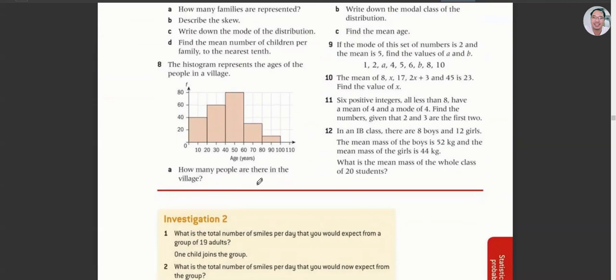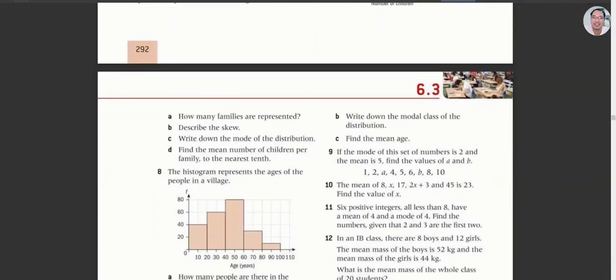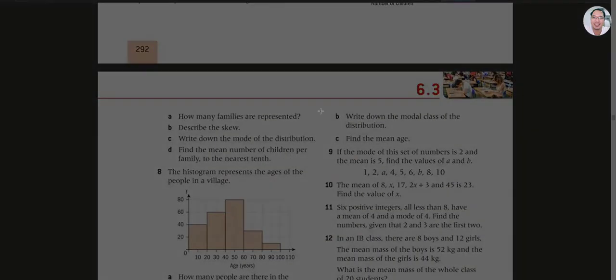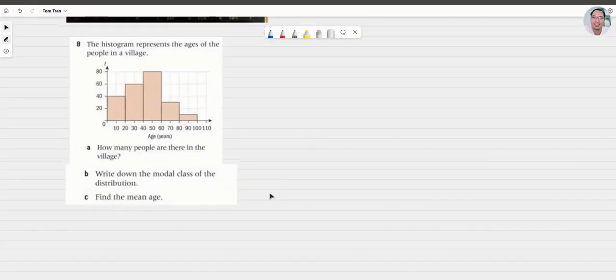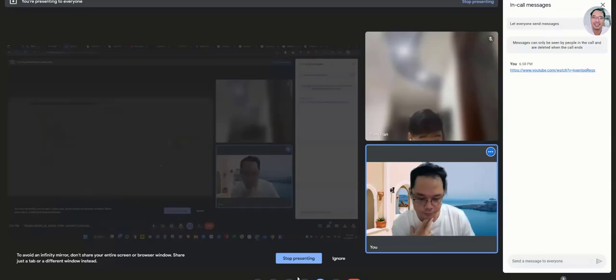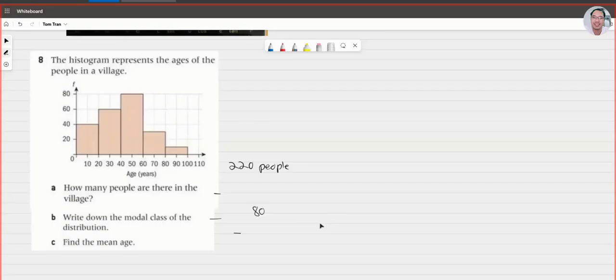Okay. Let's do question 8 here. Let me screenshot it on the board. Write down the modal class of the distribution. Okay, please do that on the board. Ages of people in a village. Also the mode, right? Okay. Right, the modal class. Yeah, modal class and the mode. 40, 60, 100, 80, 180, 30, 30 and 10, 40. Yeah, 220 people. Modal class.